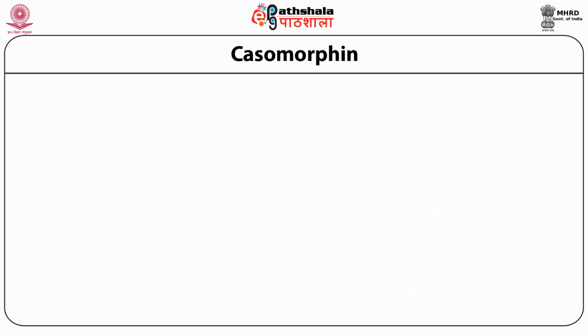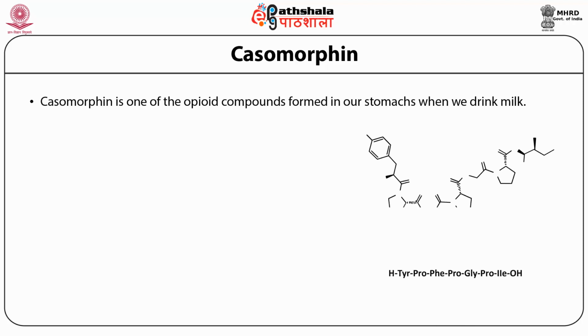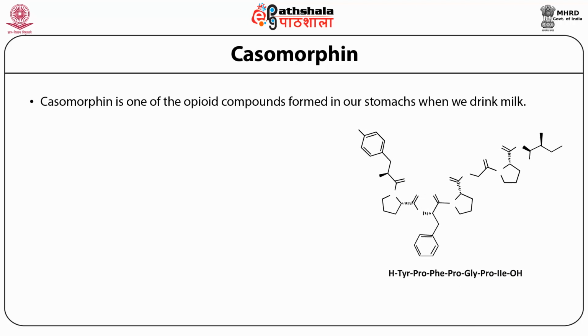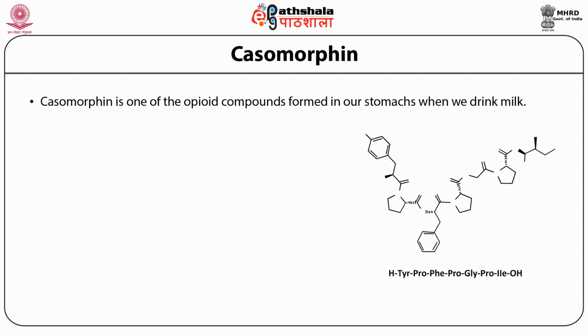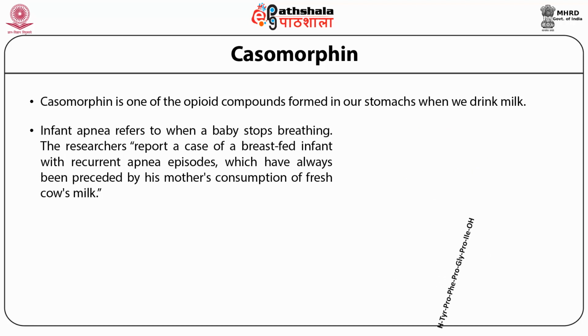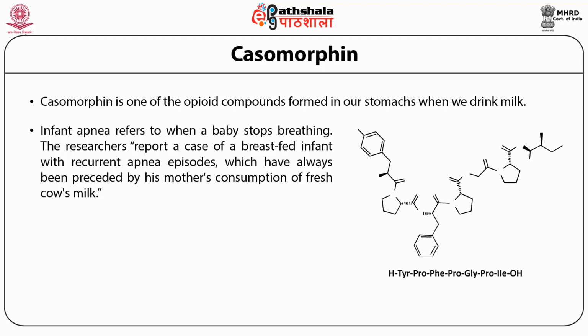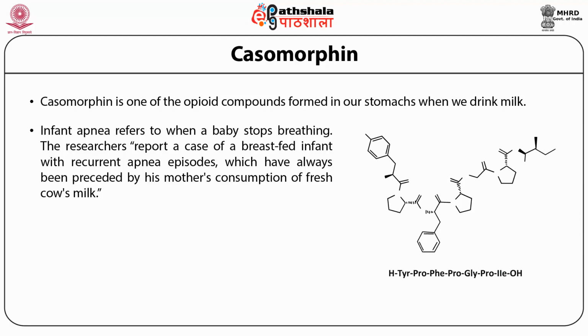So let us first see Casomorphin. Casomorphin, again, as I said, is one of the opioid compounds. It is formed in our stomach when we drink milk, so basically it is coming out of milk. And it is associated with apnea, infant apnea. You might have heard of the terminology, infant apnea. Casomorphin has an effect on infant apnea, and with the release of the opioid peptide, this apnea can be treated well.